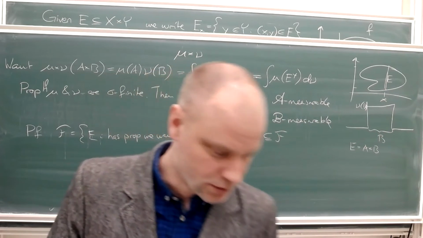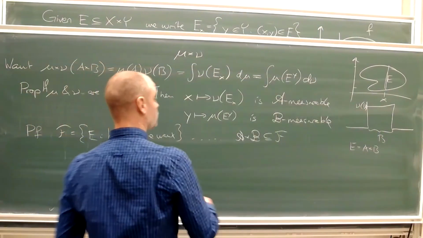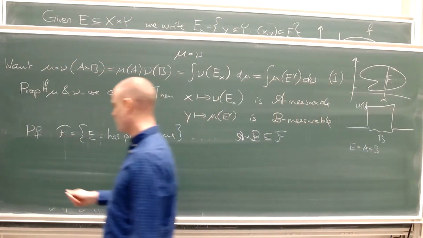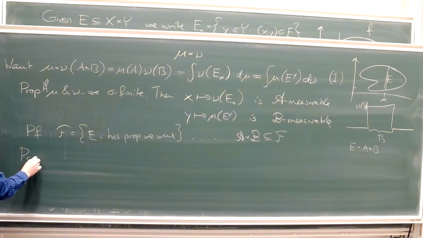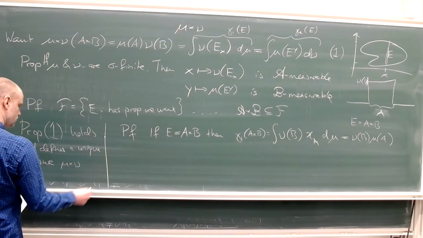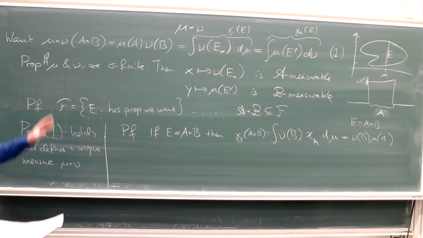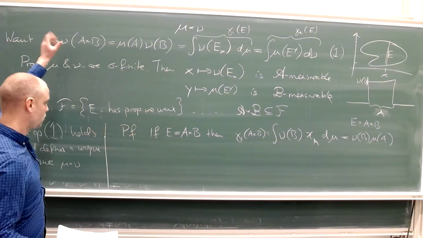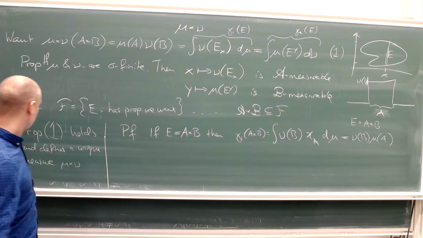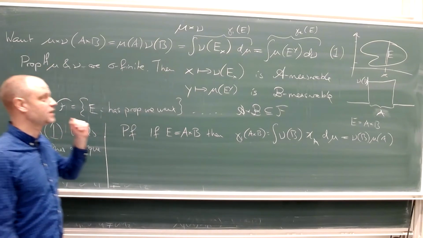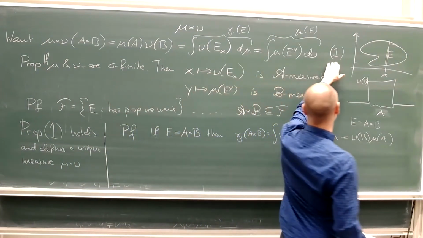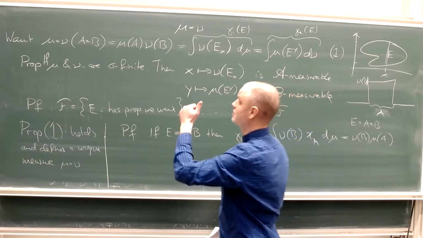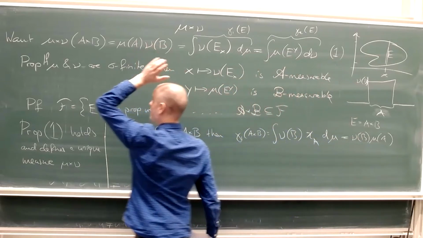I'm moving on. Okay, so now armed with that, we can actually prove that this formula holds. Let me call it 1. And then a proposition. Proposition 1 says that this formula, which I've now called 1, that this is equal to this, holds, and also equal to this.